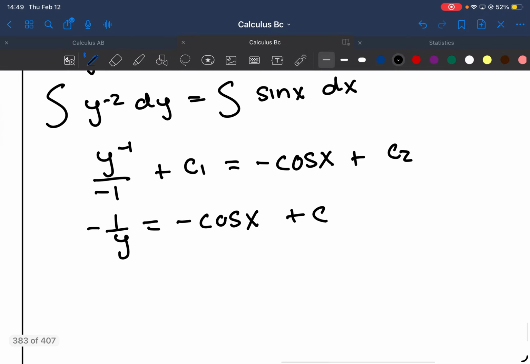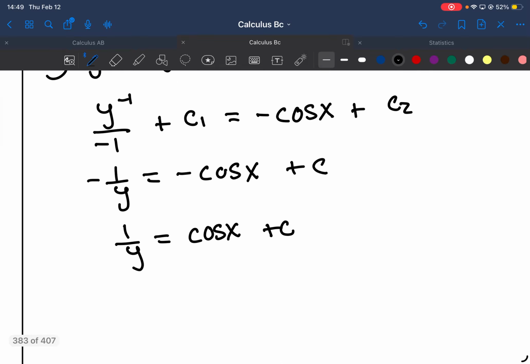Okay, then I'm going to multiply everything by negative 1. Notice, however, when I do that, is my plus c going to change? No, it's still a plus c. So this is 1 over y is equal to cosine x plus c. And then to get y by itself, I need to do the reciprocal of both sides. So I have y is equal to 1 over cosine x plus c. That is my answer.